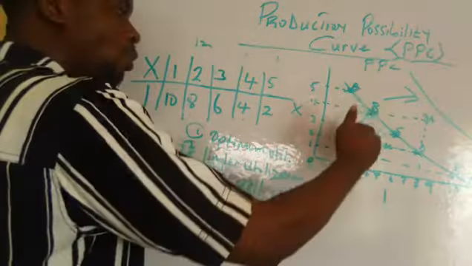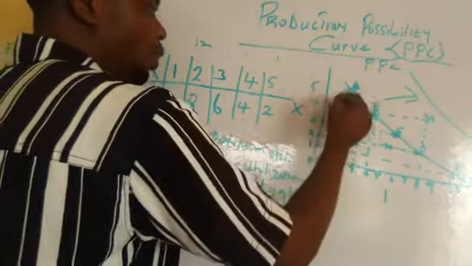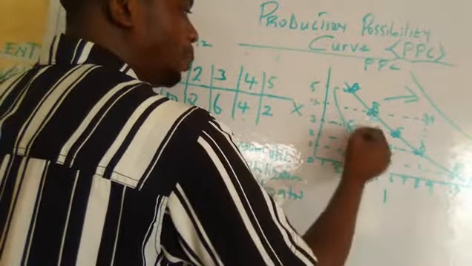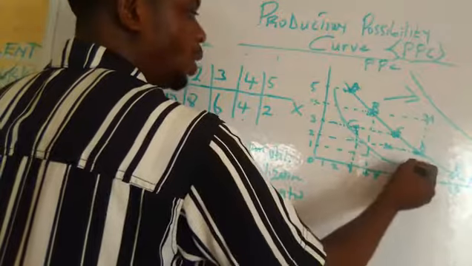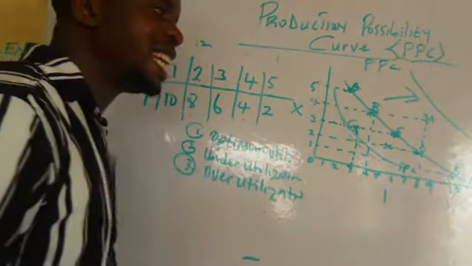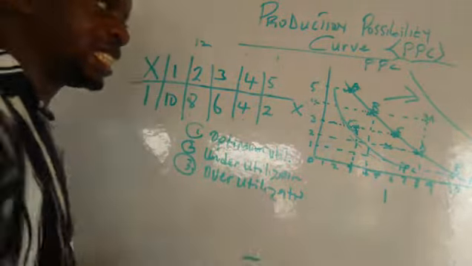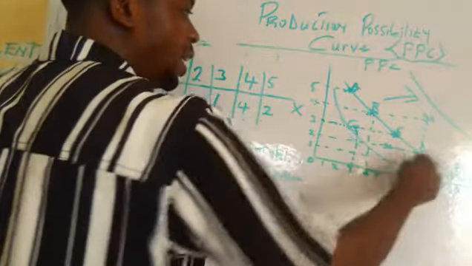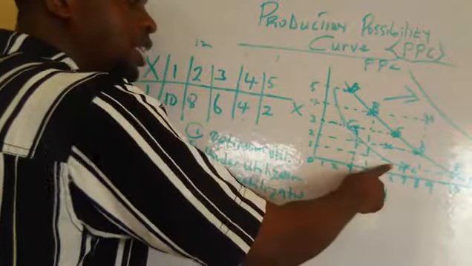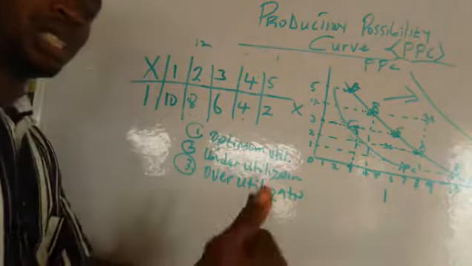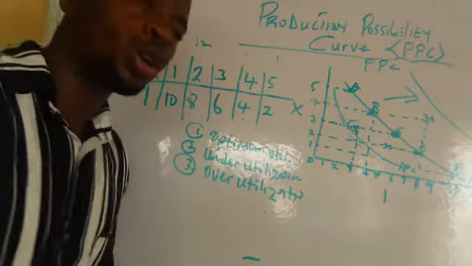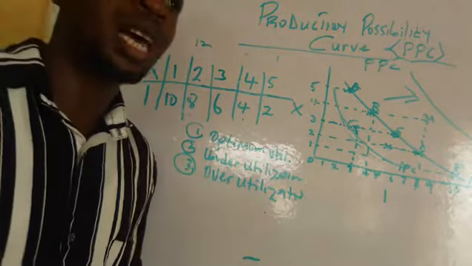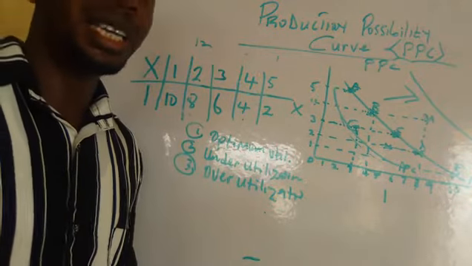But if you have another PPC below the first one, the initial one, that is the decrease. This is increase in PPC, and this is decrease in PPC. Decrease in PPC shows that there is reduction in the level of production, and that can be as a result of war, or so many other factors that can lead to internal diseconomies of scale.